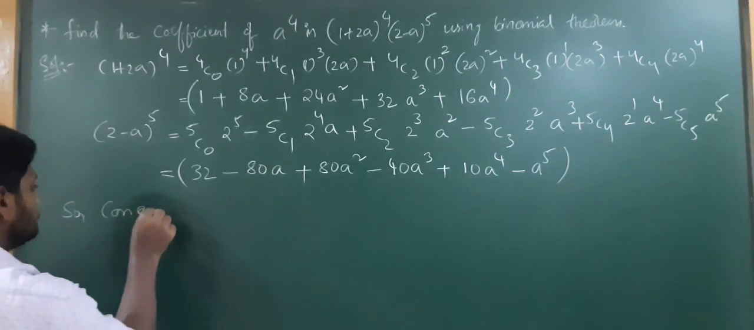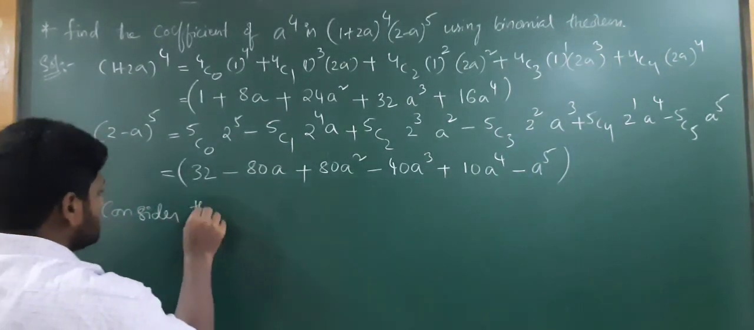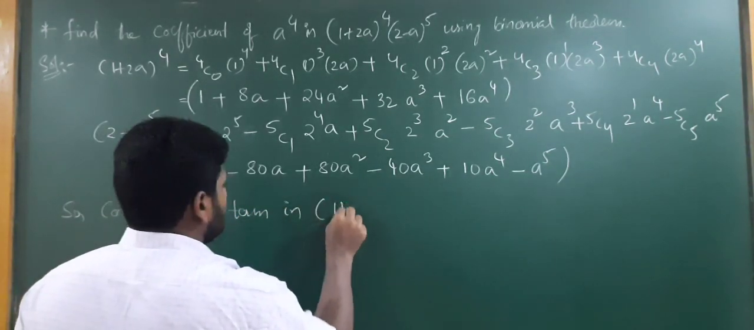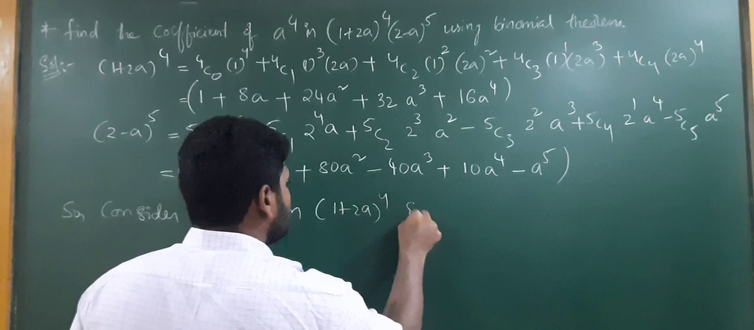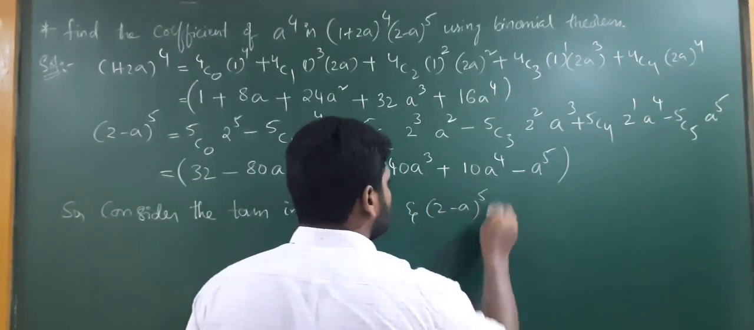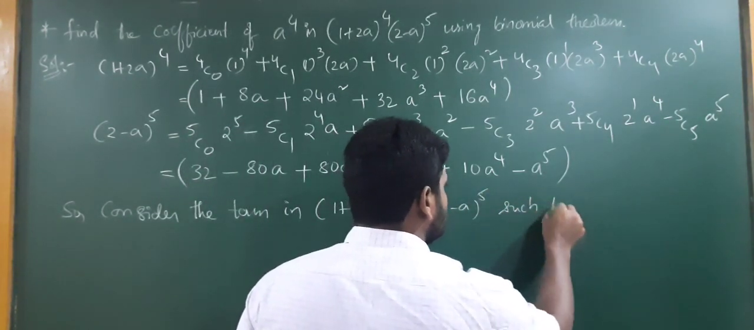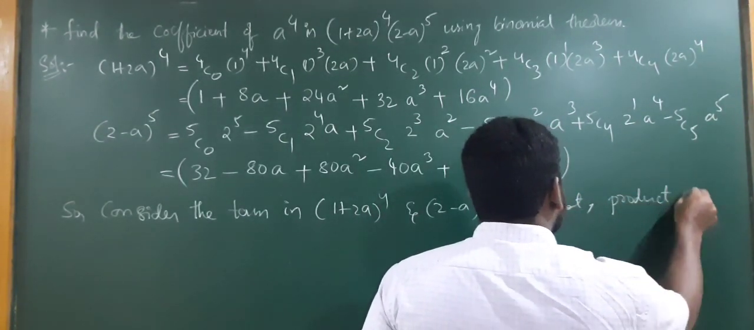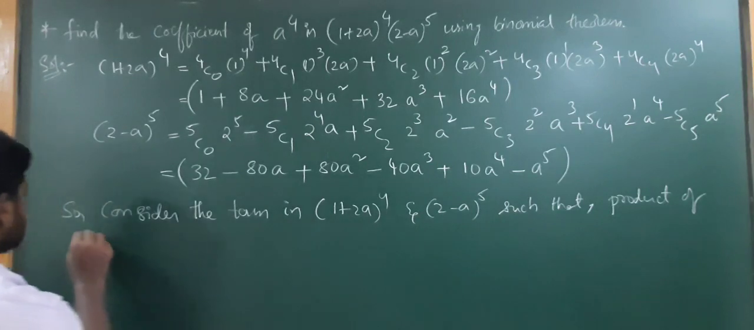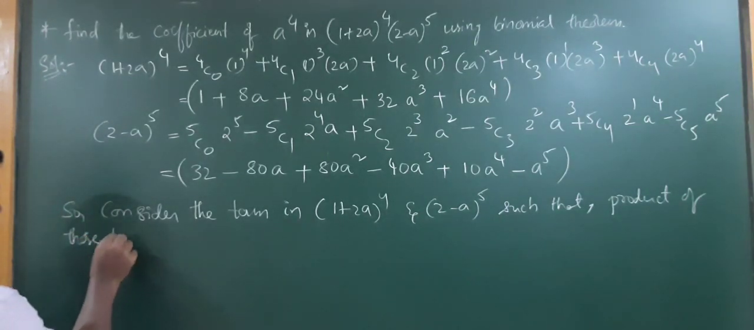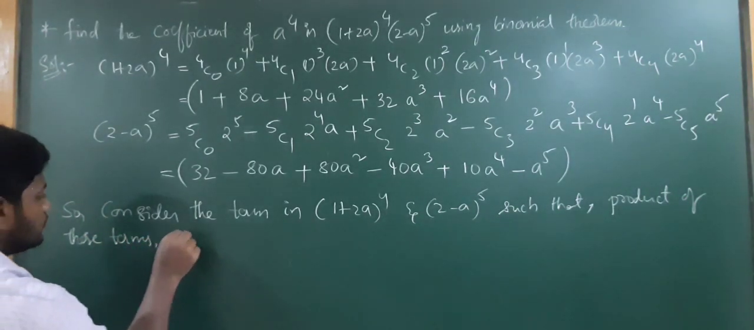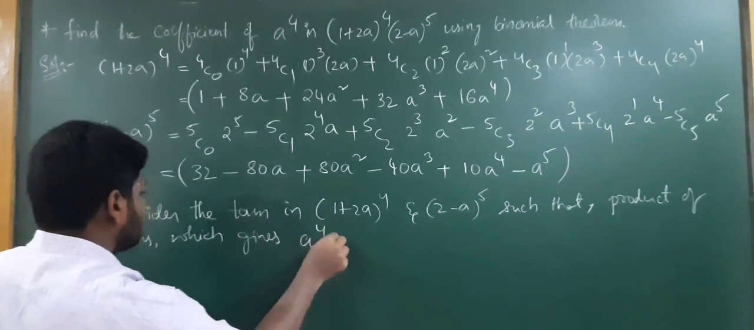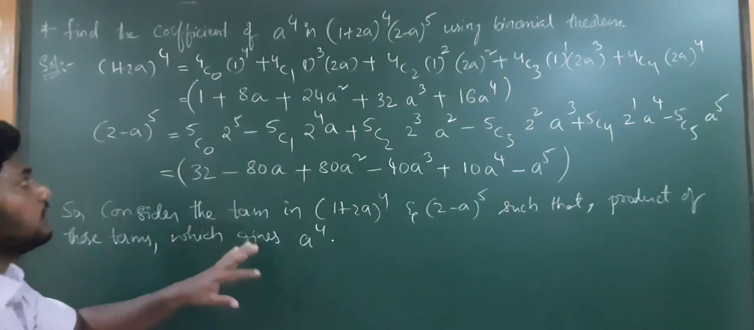So consider the terms in (1 + 2a)^4 and (2 - a)^5 such that the product of those terms gives a to the power of 4. Understand or not? So we will take only those terms.